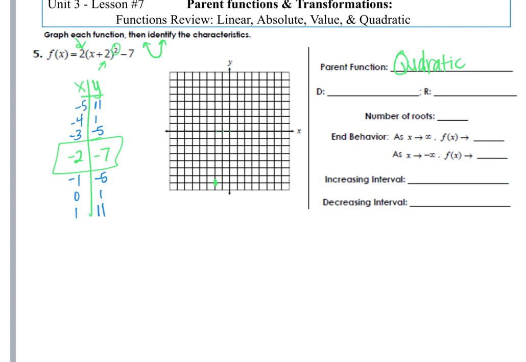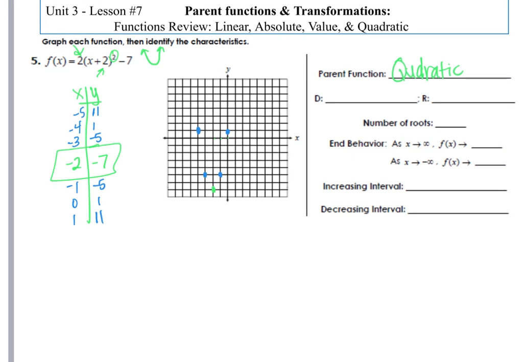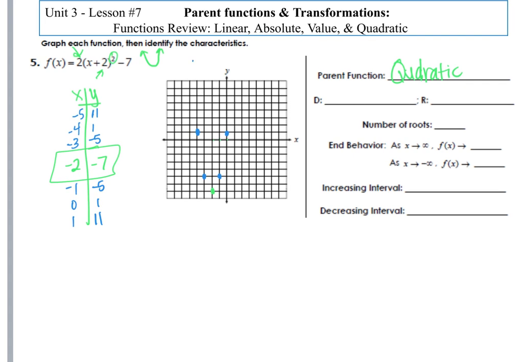So finishing up plotting those points, we're at negative 1 and negative 5 at either side, and then we're at 0 and 1. Notice this is skinnier than usual. We had some stretching going on, and that's the last point I can plot. But we have enough to connect these points. Woohoo! Okay, there we go.